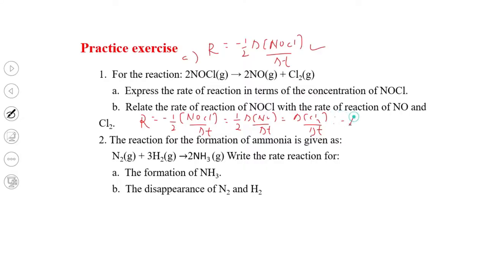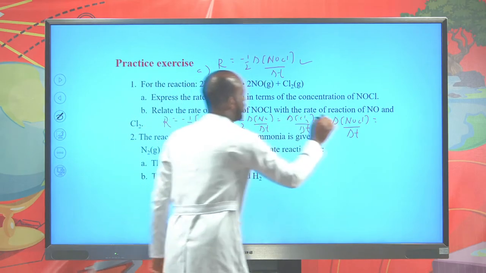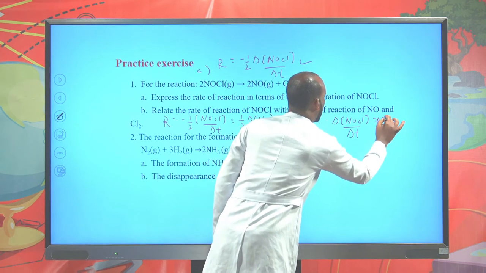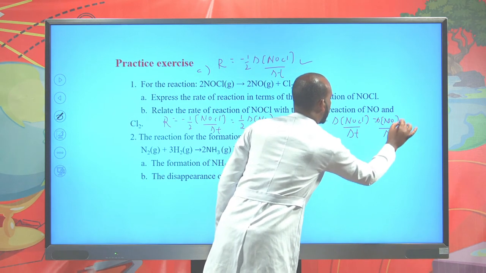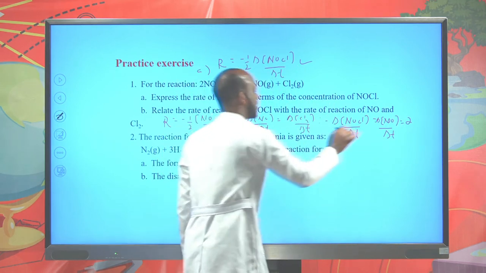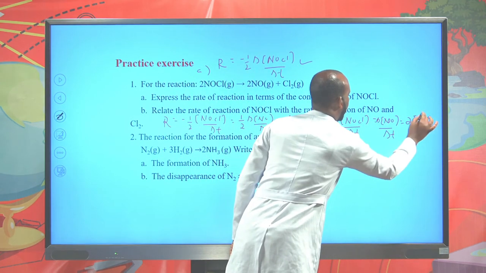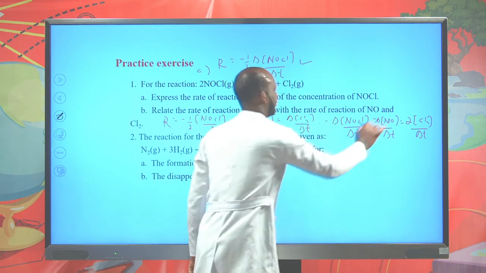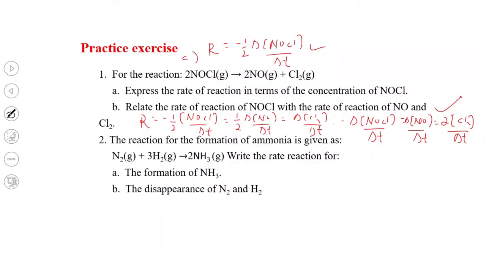Therefore, minus change in concentration of NOCl divided by change in time equals, multiplying both sides by 2, change in concentration of NO divided by change in time equals 2 times change in concentration of Cl2 divided by change in time. Number 2, the reaction for the formation of ammonia is given as N2 gas plus 3H2 gas to form 2NH3 gas. Write the rate of the reaction for the formation of ammonia.